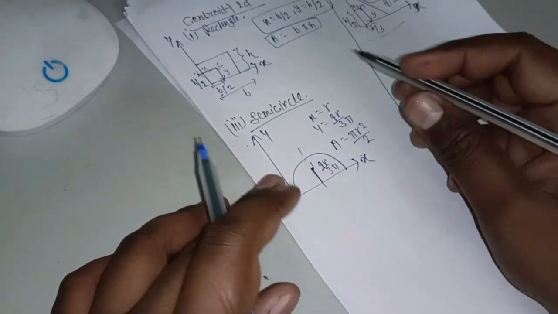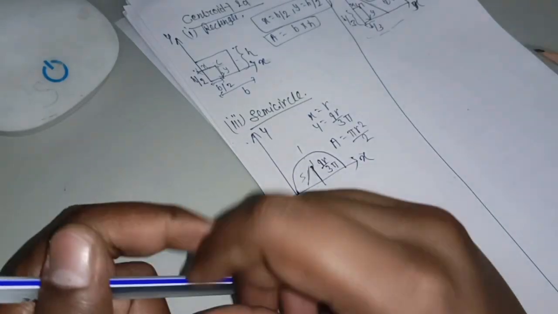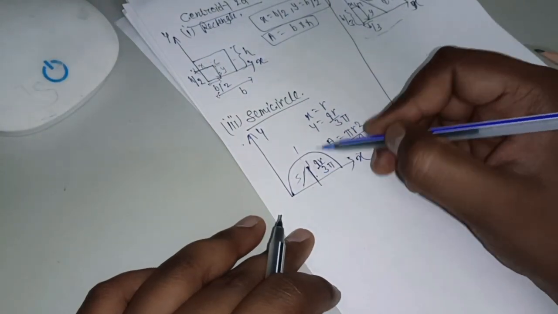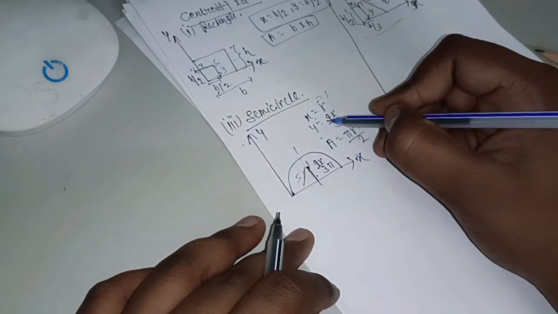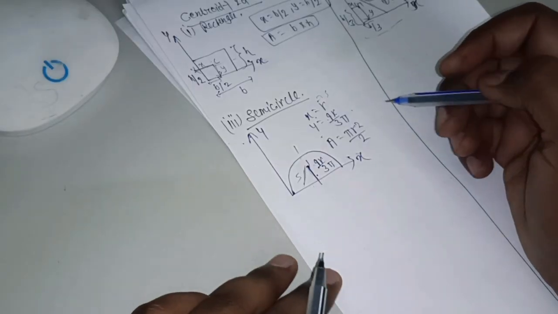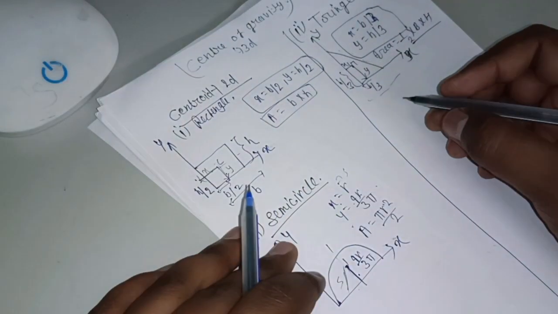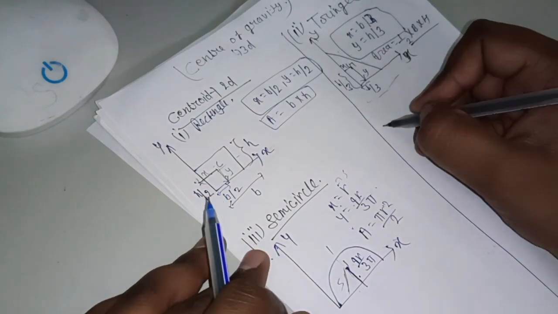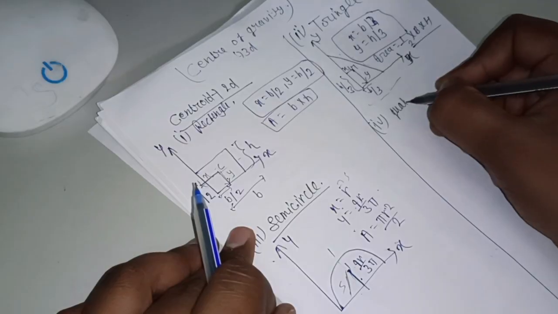For example, suppose we have radius 5 here. So x will be simply 5, but for y we will put 5 times 4, 5 4s are 20, upon 3 pi. This will be y. Okay, I hope you have understood. So now let's discuss the fourth shape, quadrilateral.